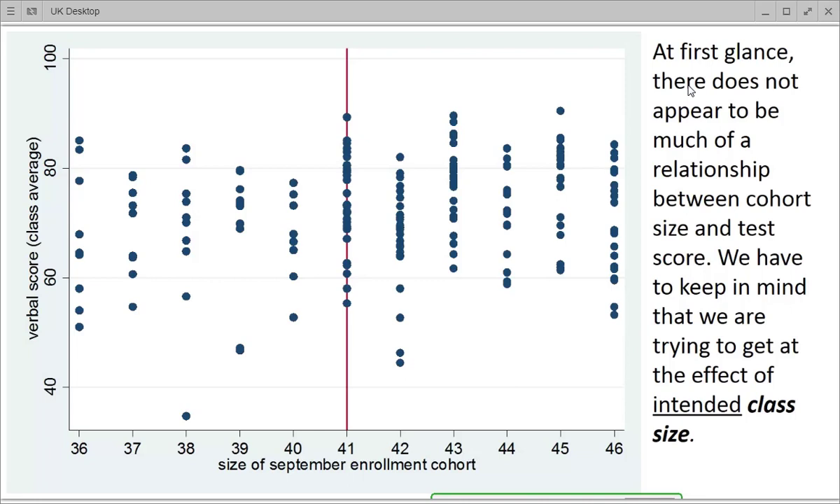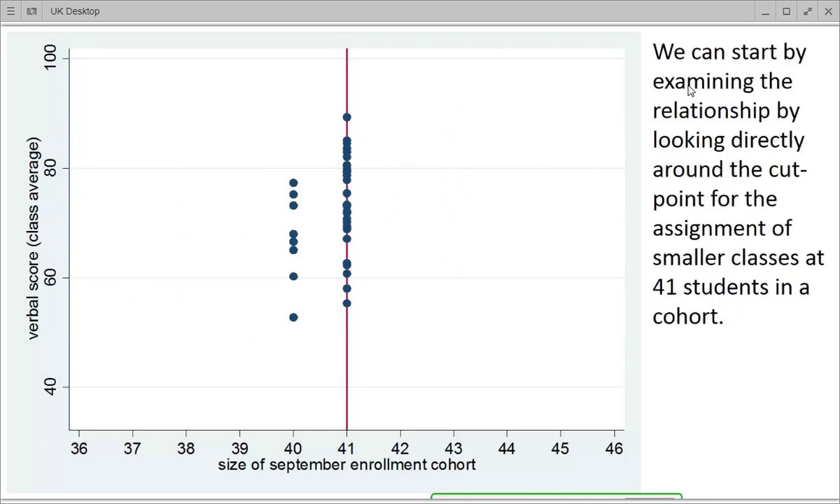So at first glance, it doesn't appear that there's too much of a relationship. If we were just focused on the left-hand side of the dividing point for a second, and then conversely looking over to the right-hand side, we don't see much in terms of a pattern here. But we have to keep in mind that we're trying to get at the effect of intended class size.